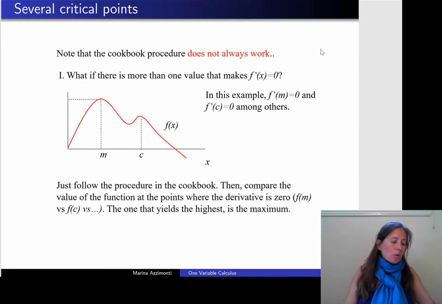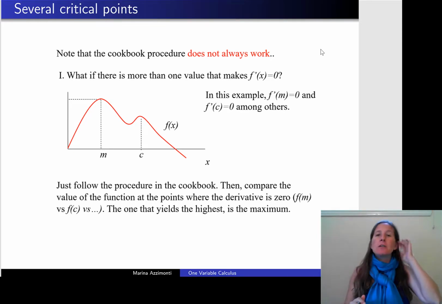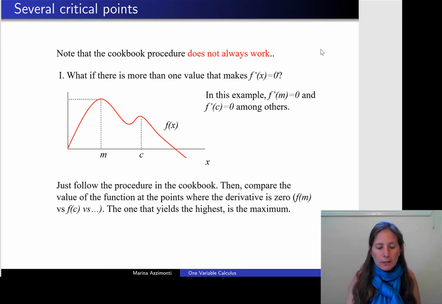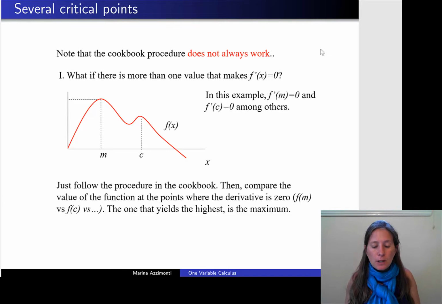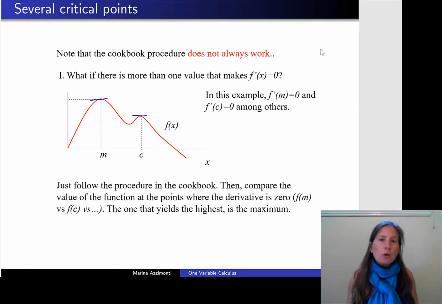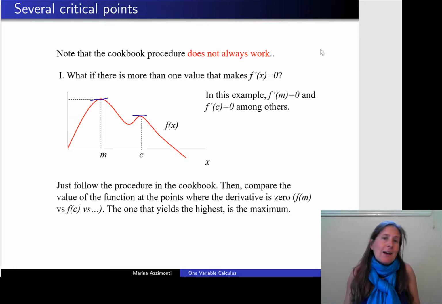Now, there are some considerations to take into account. First, that cookbook procedure as described doesn't always work. It needs a little bit of tweaking. Why? Because it could be that when you solve for your critical points, you find more than one. Here we have an example in this red line. For example, both M and C are going to be critical points because both of them have a first derivative equal to 0. So the question is which one is actually the maximum.